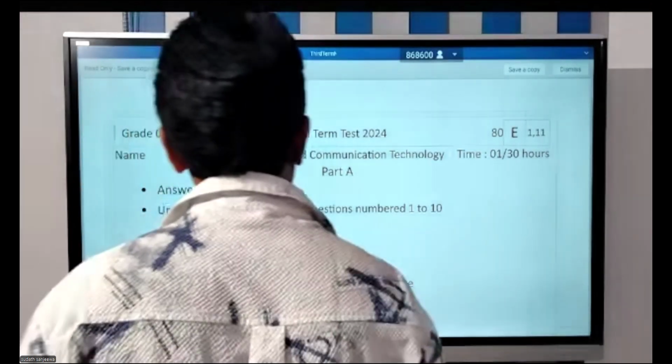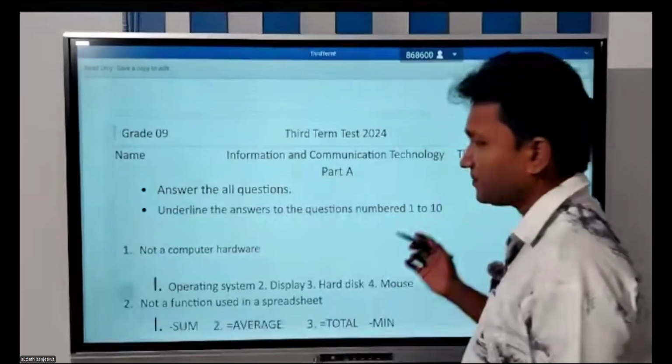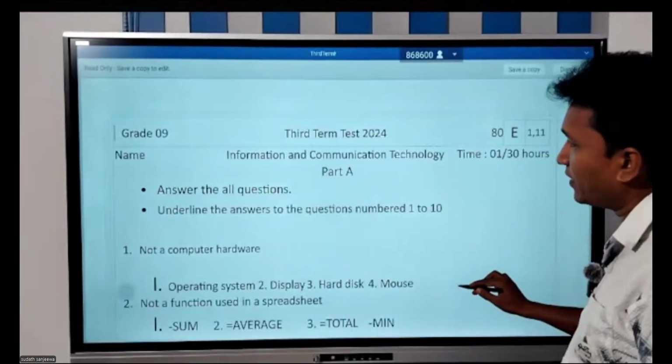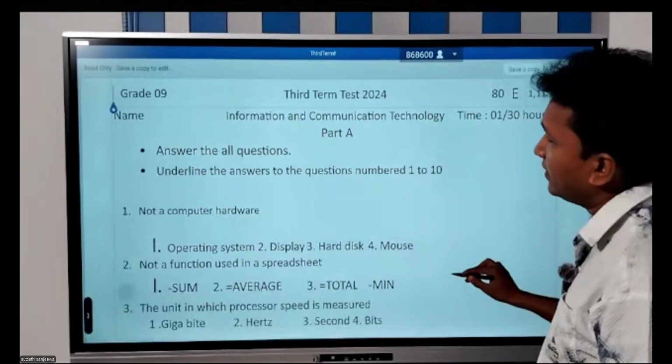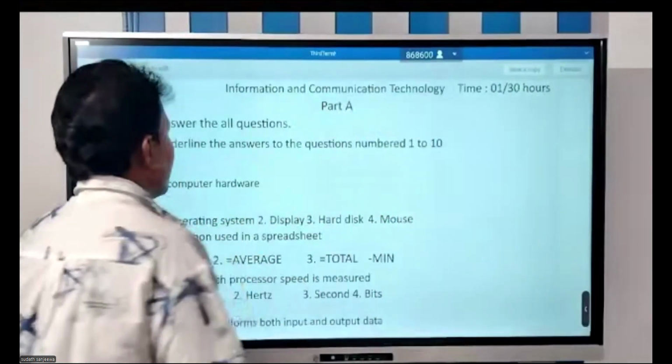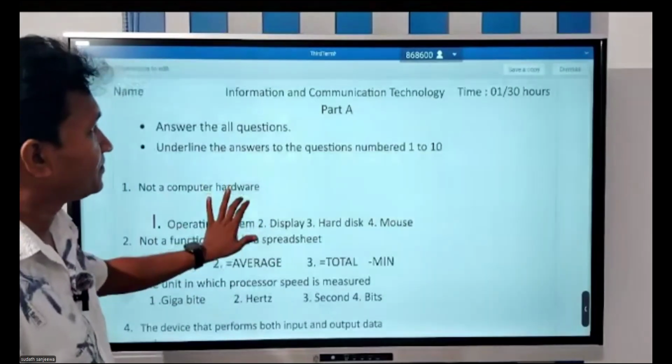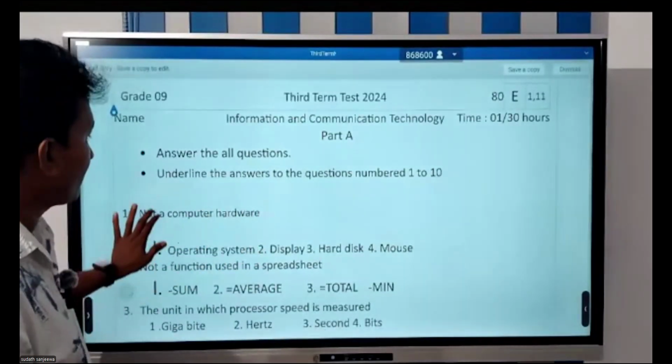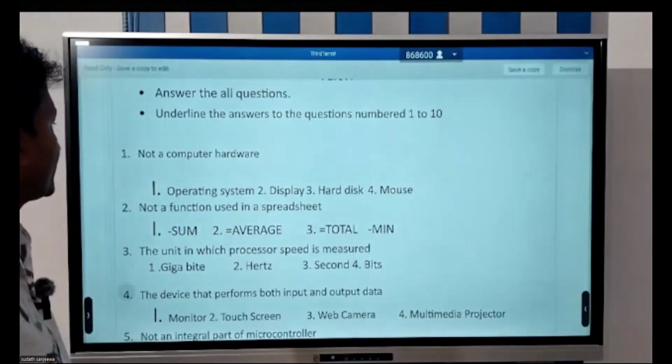Today also we are going to discuss the question paper. We have done all the lessons for our syllabus. First one, MCQ questions.